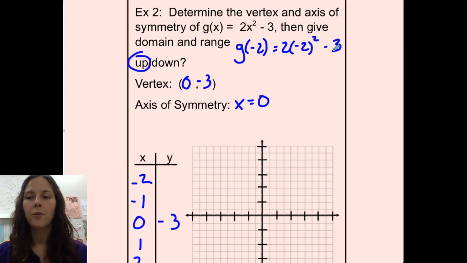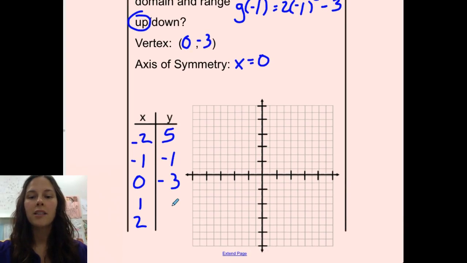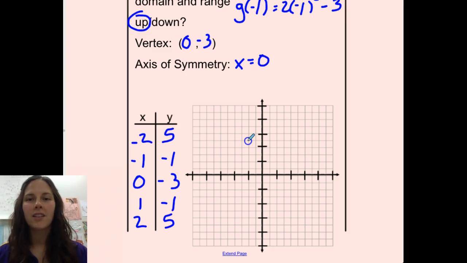-2 squared is 4, times 2 is 8, minus 3 is 5. Subbing in -1, -1 squared is 1, times 2 is 2, minus 3 is -1. The same thing will happen when we substitute +1, because once we square it, a negative and a positive give us the same answer. And the +2 will give us the same answer as the -2. Plotting those points.